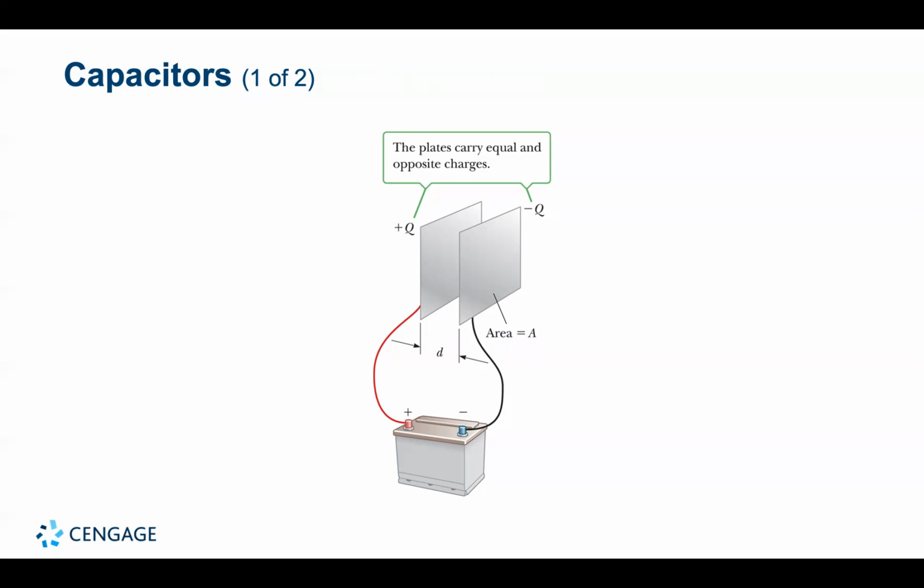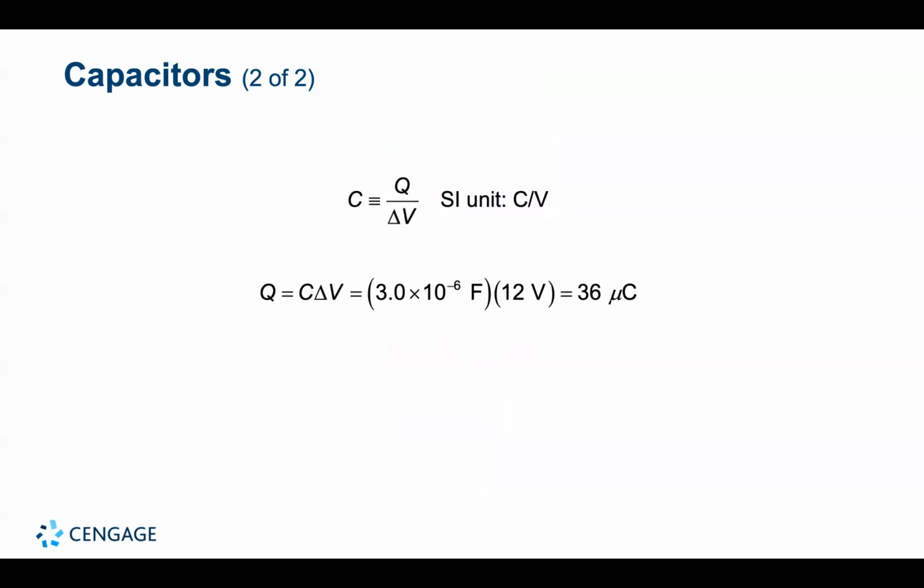And you can see that it's hooked up to a battery that's charging up the capacitor. So the capacitance C of a capacitor is a ratio of the magnitude of the charge on either conductor or plate to the magnitude of the potential difference between the plates. In this equation, the quantities Q and delta V are always taken to be positive.